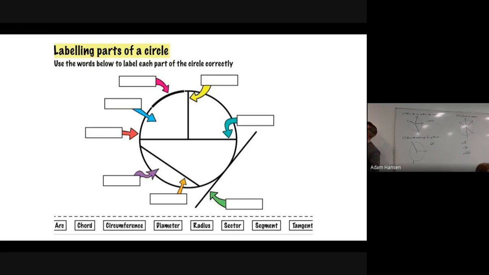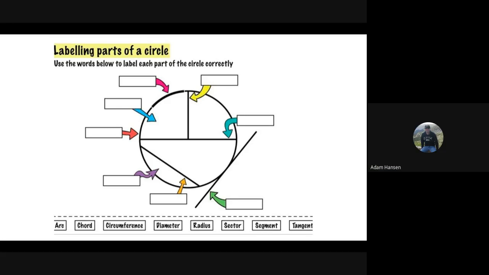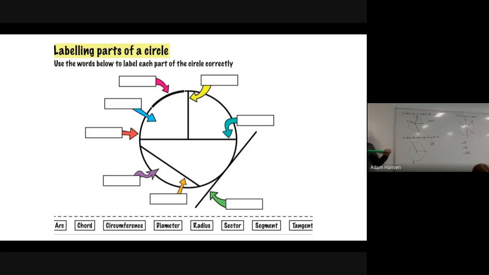So we had radius, diameter, tangent, chord, segment, circumference, sector, and arc. Is that right? Going from top clockwise around the circle.